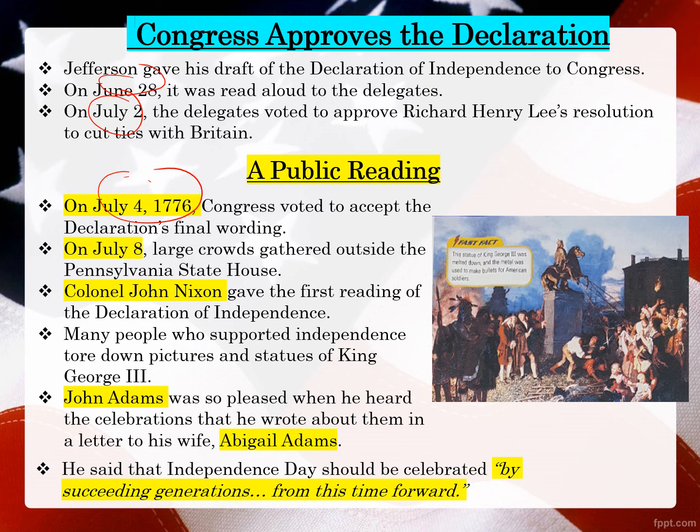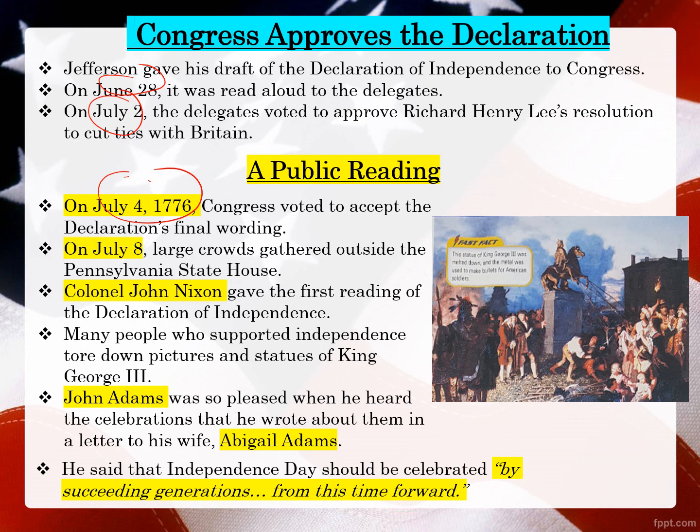And then 4 days later, on July 8, large crowds gathered outside the Pennsylvania State House. Today, it's called Independence Hall. Bells rang out, and Colonel John Nixon gave the first public reading of the Declaration of Independence. And then also the members of the Second Continental Congress listened as Nixon read.